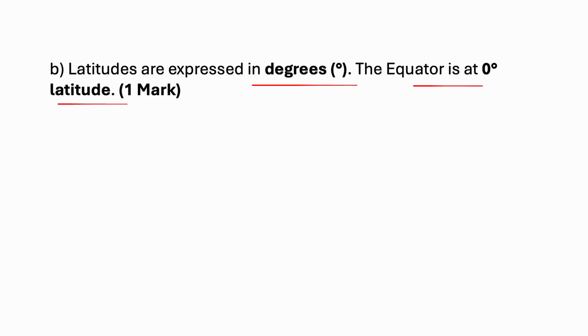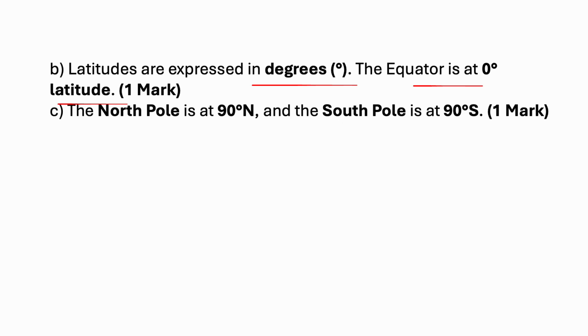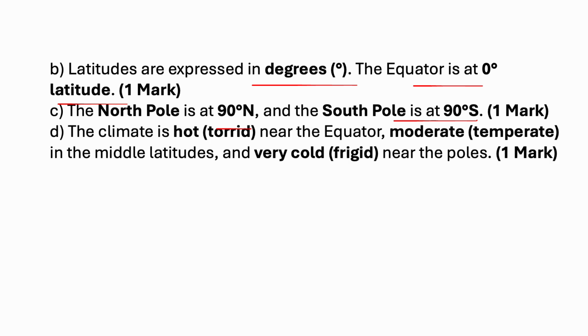Then what are the latitudes of the North Pole and South Pole? The North Pole is at 90 degree north and South Pole is at 90 degree south. Then how does the climate change from the equator to the poles? The climate is hot, that is torrid zone, near the equator, then moderate or temperate in middle latitudes, and very cold, that is frigid, near the poles.